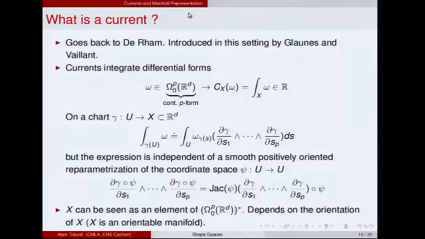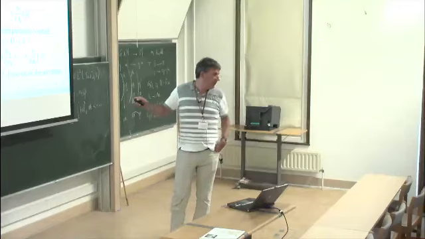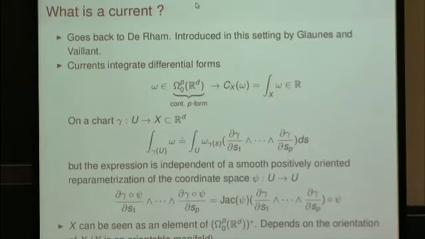If you work with coordinates, if you have a local chart γ from U to X on this manifold, the integral is computed like that. You integrate over the parameter set ω at position γ(s) of this p-vector, which is generated by the partial derivatives, the directional derivatives of γ with respect to the different parameters. And we know that this expression does not depend on any particular parameterization.